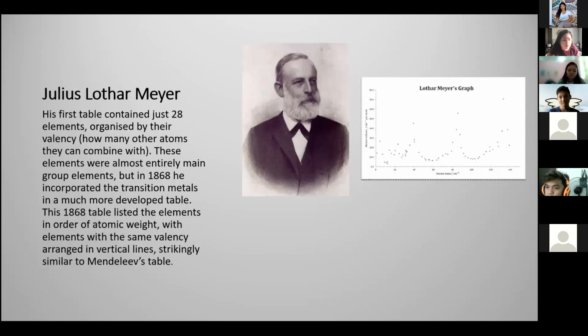So, next we have Julius Lothar Meyer. His first table contained just 28 elements, organized by their valency, which means how many other atoms they can combine with. These elements were almost entirely main group elements. But in 1868, he incorporated the transition metals in a much more developed table. This 1868 table listed the elements in order of atomic weight, with elements with the same valency arranged in vertical lines, strikingly similar to Mendeleev's table.